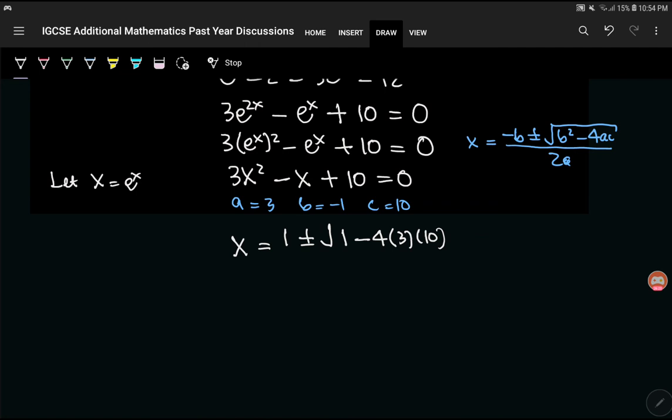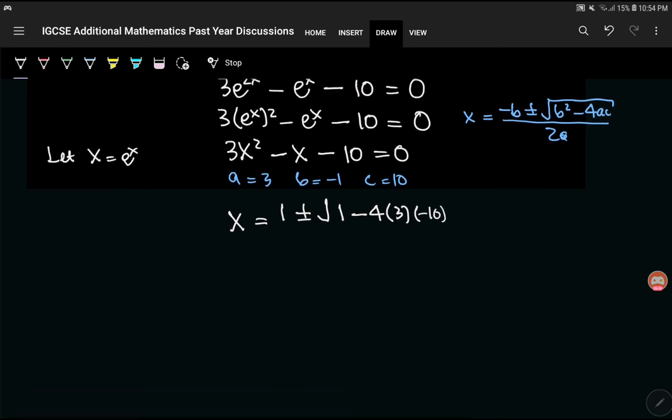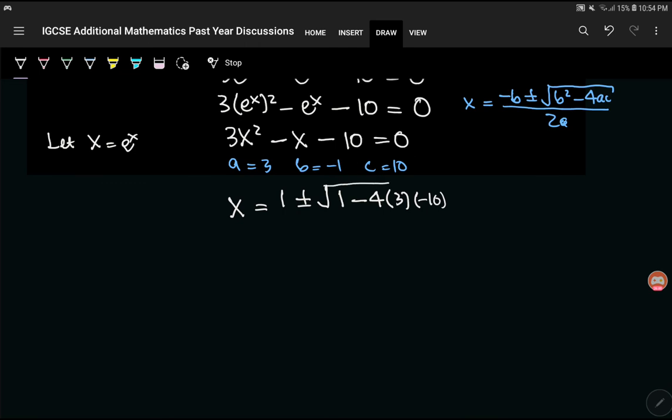Okay, I think I made a mistake here. It's not positive 10. It's supposed to be negative 10. Sorry, I made a mistake again. So we have here negative 10, over 2a.